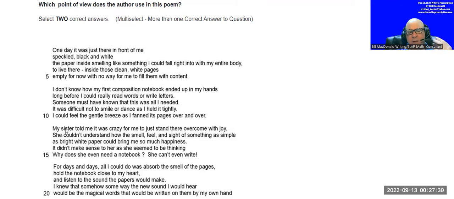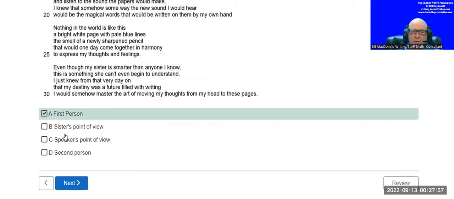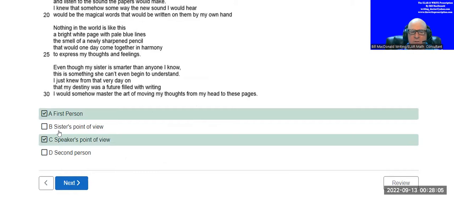So apparently, the author is not the sister. So in line 11, my sister, and she couldn't understand. So the sister is not the poem. The speaker is the poem. So when you look at the choices, one will have to be first person because of I and me, and the speaker is talking, not her sister. Yes, the speaker is a sister, but when she says my sister, that's what we're referring to in B, and the one who's writing the poem is known as the speaker. So more than one answer would be A and C.